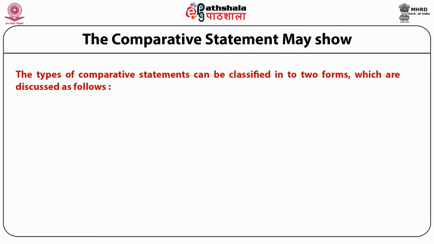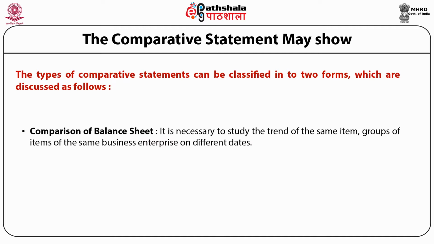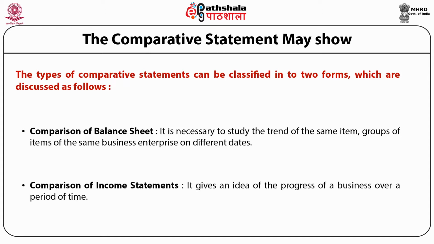The types of comparative statements can be classified in two forms, which are discussed as follows. First, comparison of balance sheet. It is necessary to study the trend of the same item, groups of items of the same business enterprise on different dates. Second, comparison of income statements. It gives an idea of the progress of a business over a period of time.